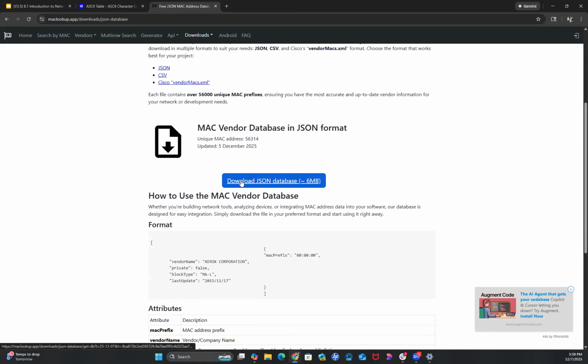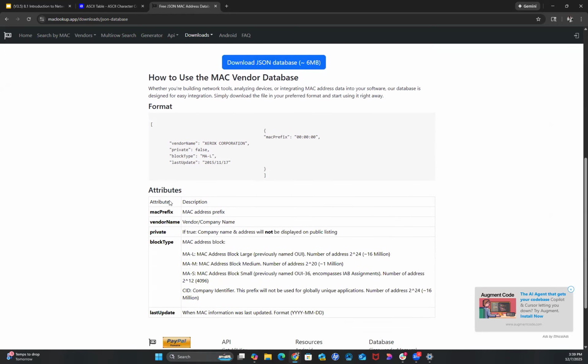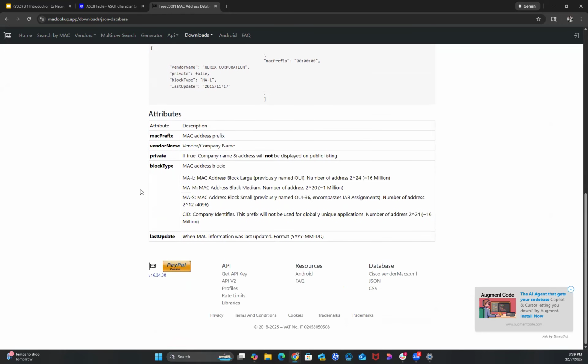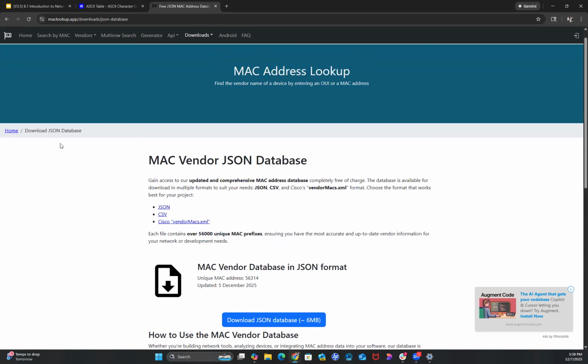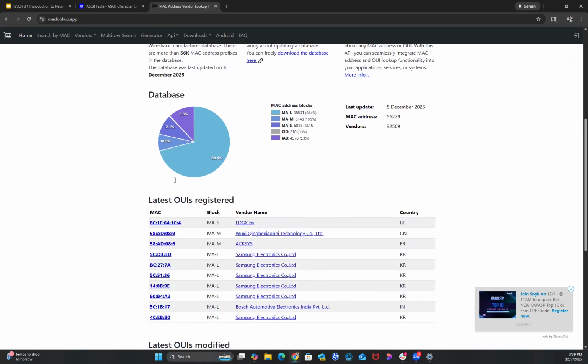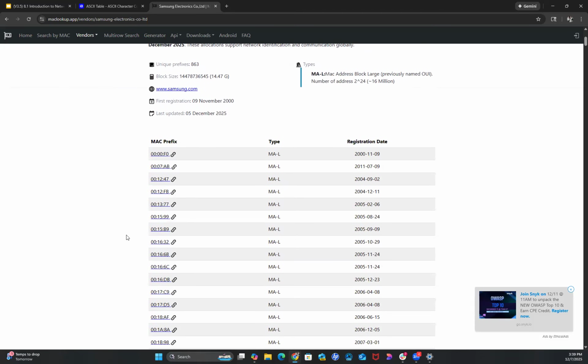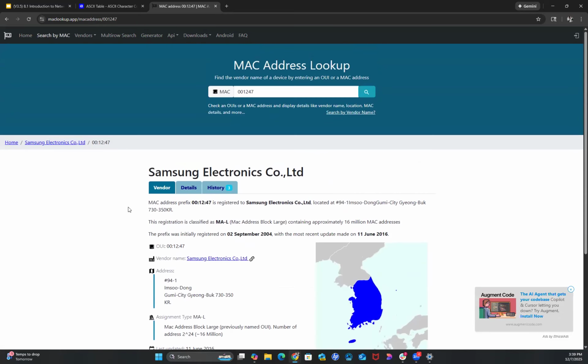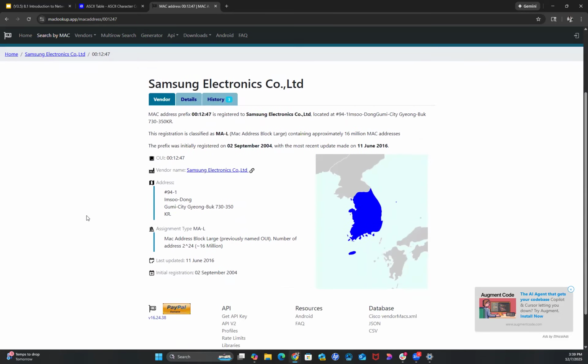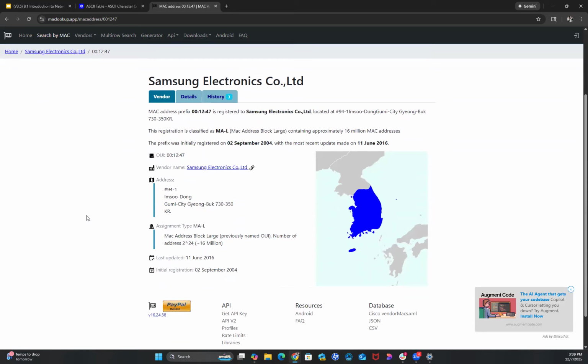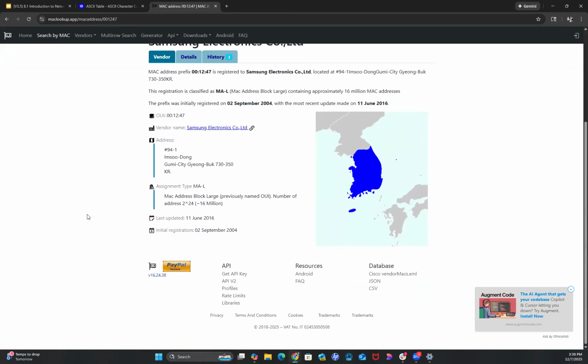So this is the JSON datasheet. You can easily collect all the MAC addresses from here. There's the Samsung MAC address. All Samsung MAC addresses are listed with the registered date, when they registered, and this is the MAC address. You see, Samsung Electronics MAC address. Every device on the whole network has a different MAC address in the world, not the same. Okay.